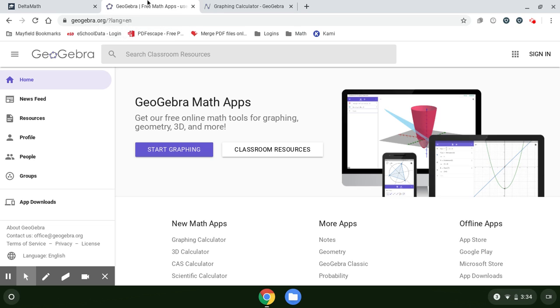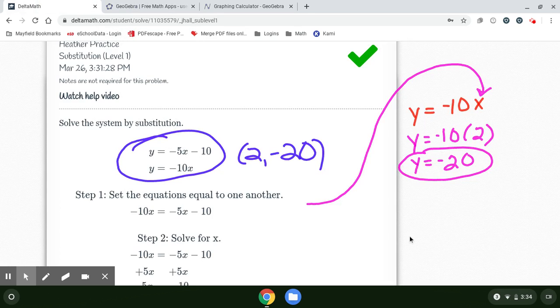Okay, so that matches our answer that we got, 2, negative 20. And that's it with systems of equations. Now you'll be able to graph and find the intersection, and you can also use substitution.